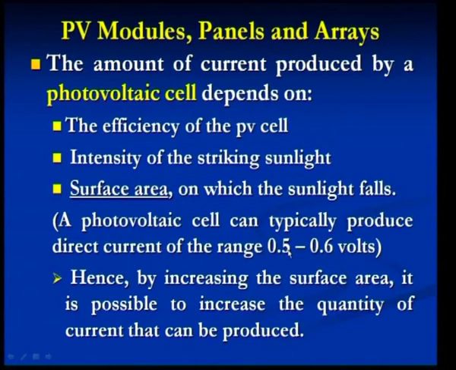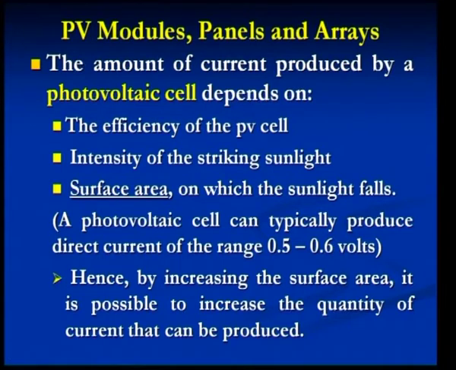Now, a photovoltaic cell can typically generate direct current in the range of 0.5 to 0.6 volts. Increasing the voltage alone will not be sufficient to fetch all our needs. We have to increase the power output. How do we do that? By increasing the surface area, it is possible to increase the quantity of current produced by the photovoltaic cell.